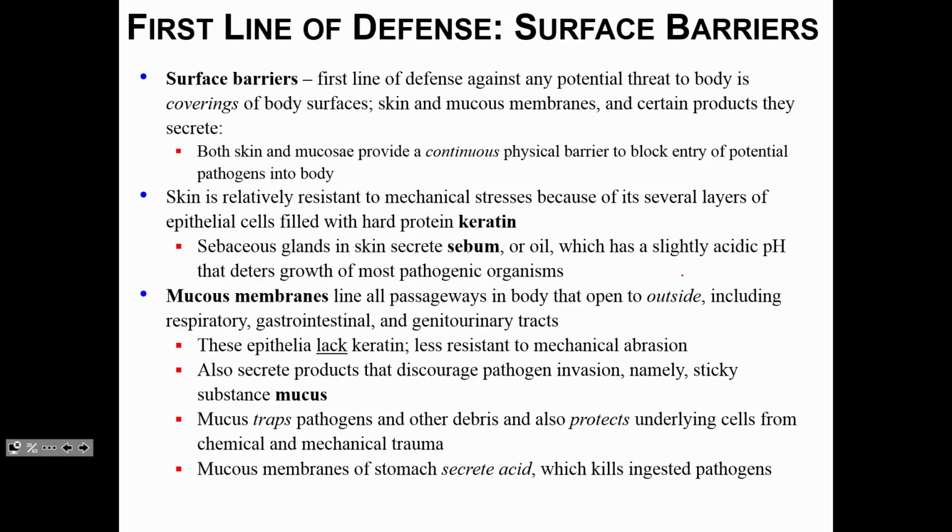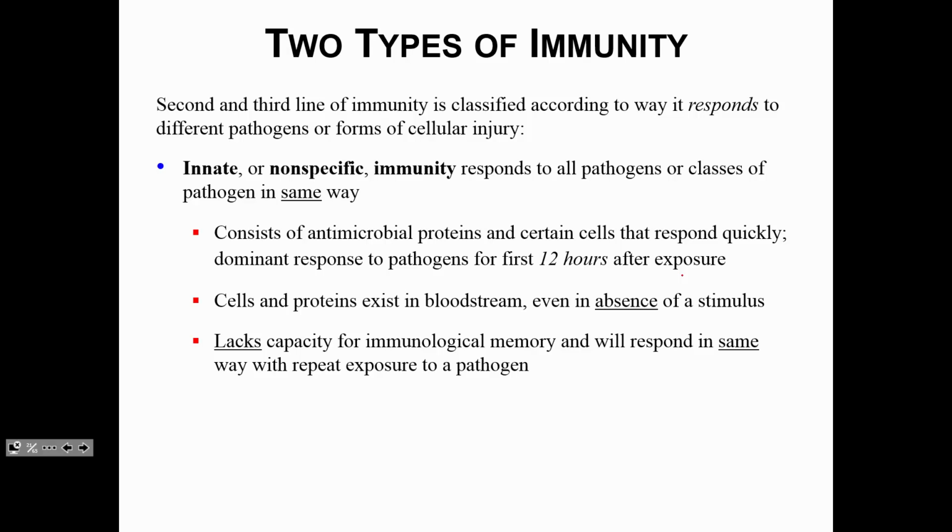Remember, your mucous membranes line all passageways that open to the outside: respiratory, GI, urinary, as well as reproductive. This is where we lack keratin, so we're less resistant to mechanical abrasion, but they secrete mucus, which is a really sticky substance. That mucus traps pathogens and it protects the underlying cells from any chemicals and any more trauma. Also, the mucous membranes of your stomach secrete stomach acid, which of course kills any pathogens that come into that location. Alright, so let's look at our 2 types of immunity.